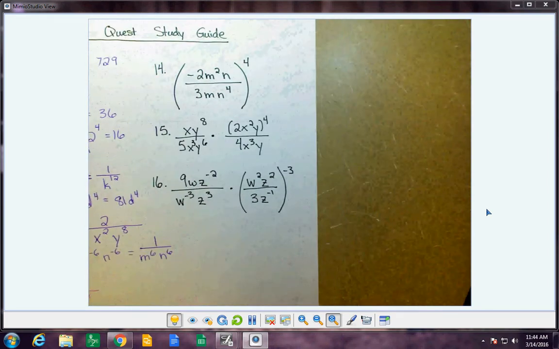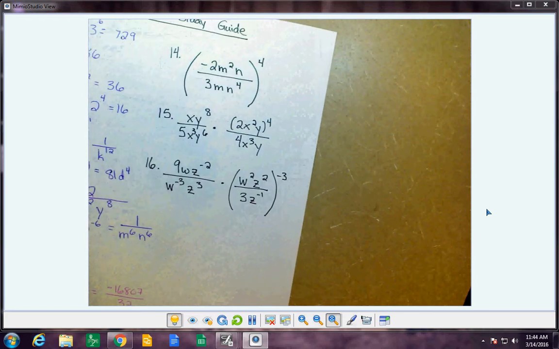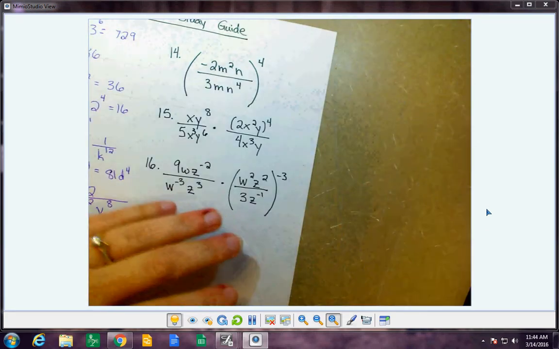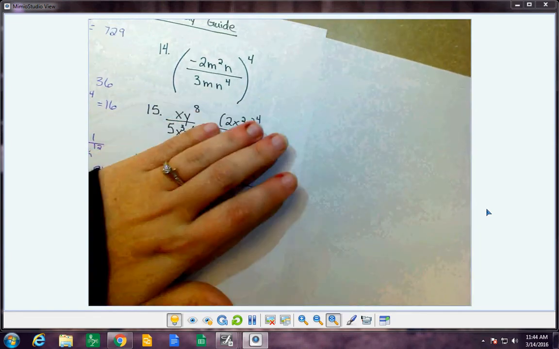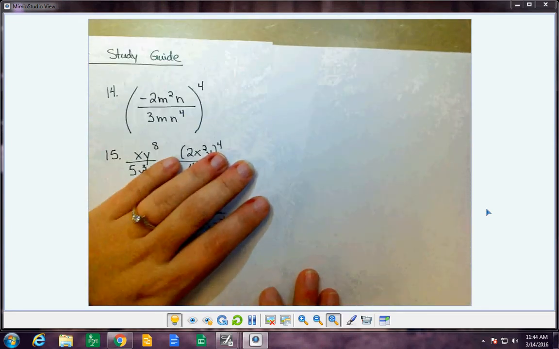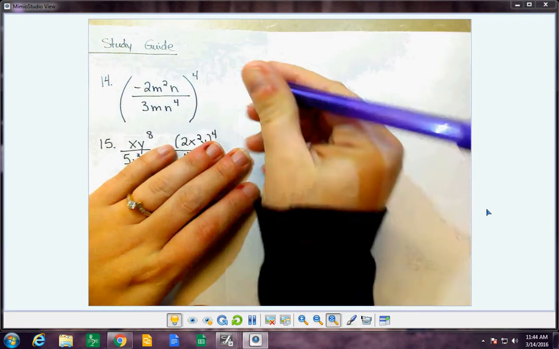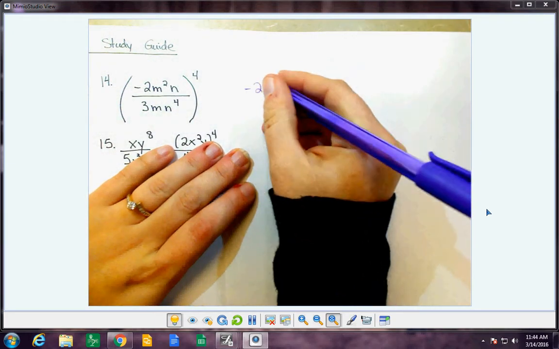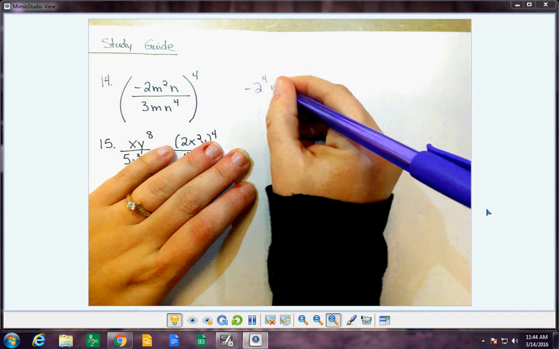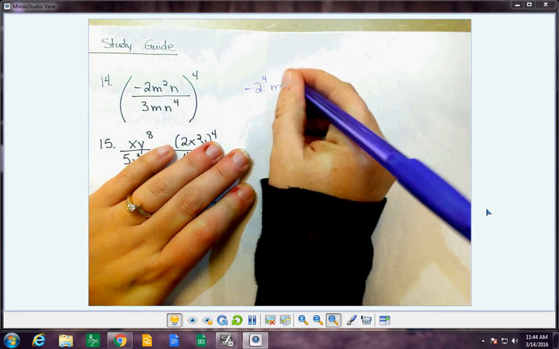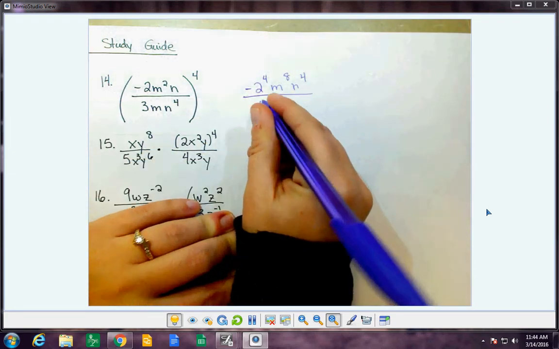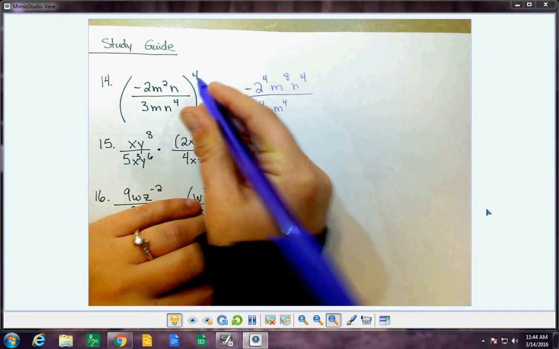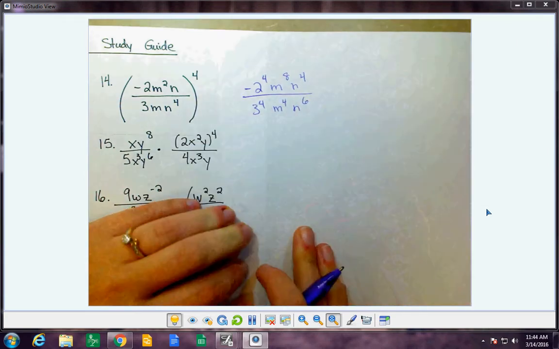Okay, number 14 here, and get a separate piece of paper to write this down on. So first I'm going to distribute that 4 to everything inside the parentheses. Even the numbers, remember the numbers get their own exponent. The negative to the fourth, m already has a 2, so I multiply 2 times 4 is 8, and n to the fourth. And then 3 to the fourth, m to the fourth, 4 times 4, n to the 16th.